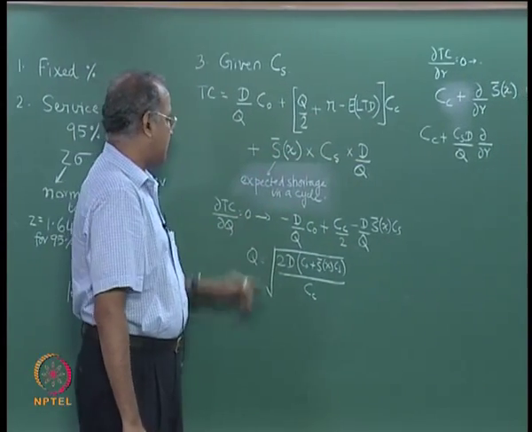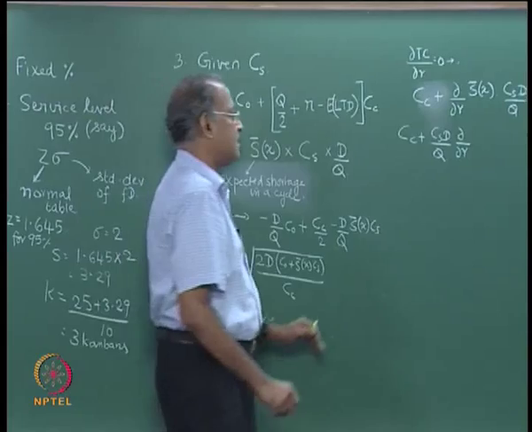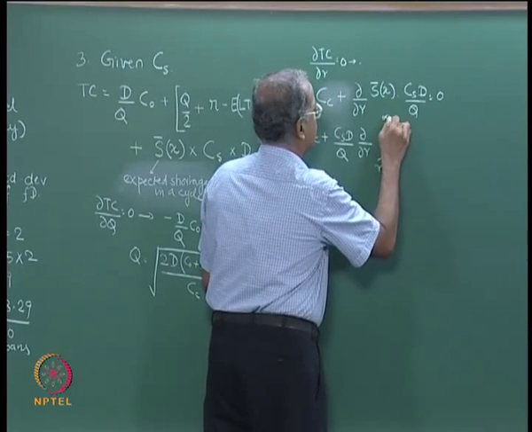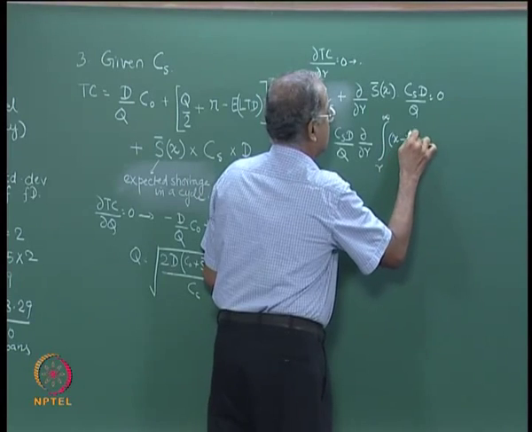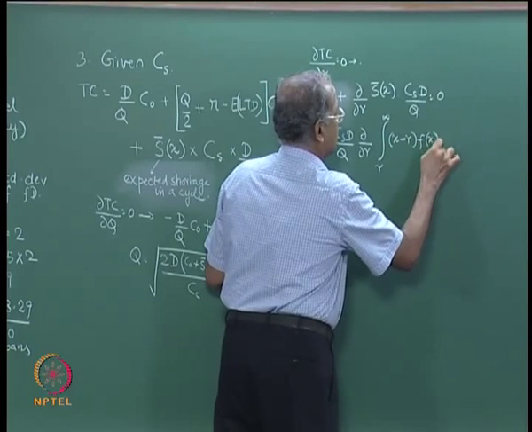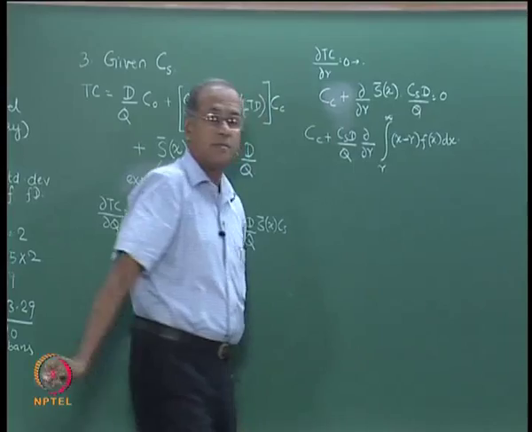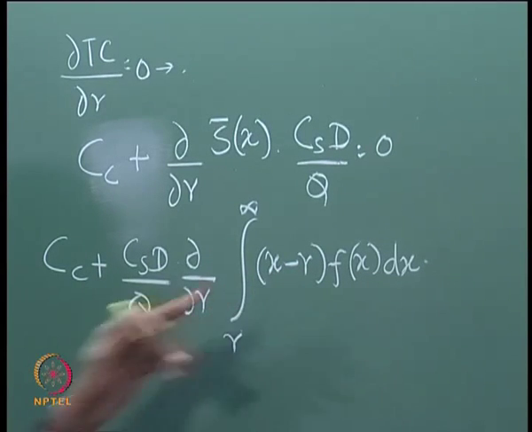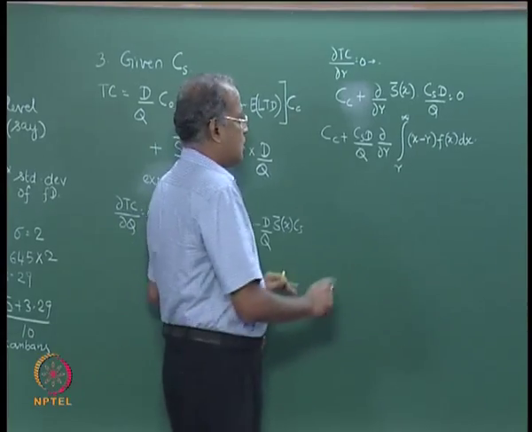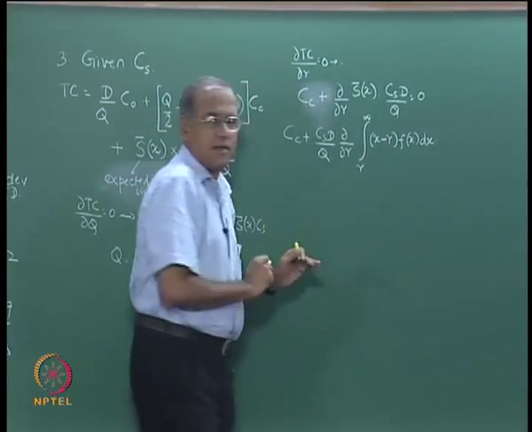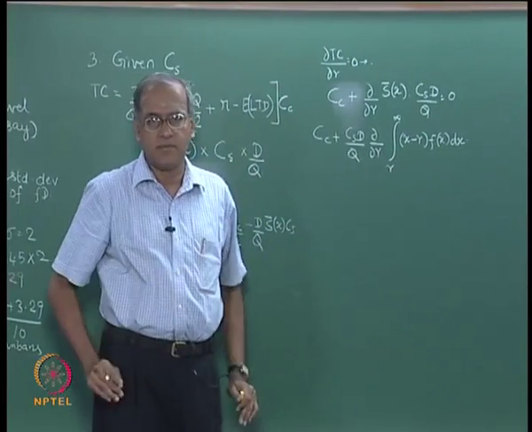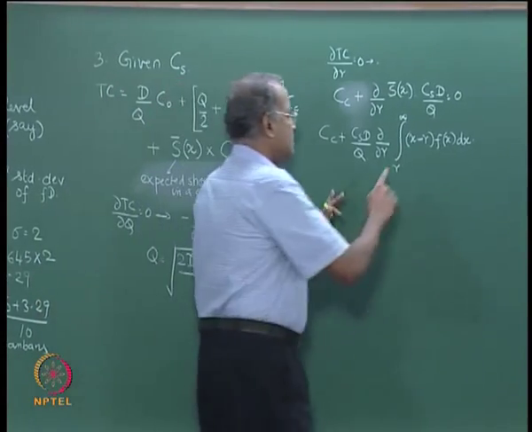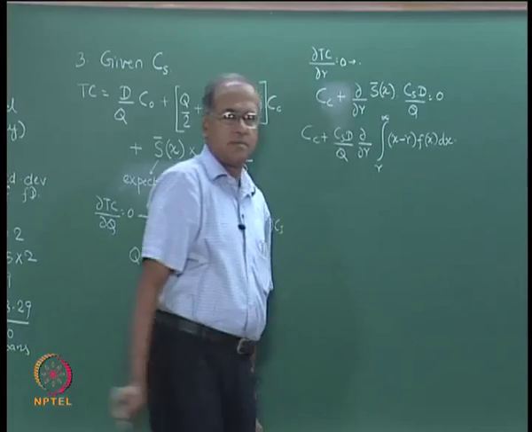Now S bar of x is the expected shortage in a cycle. So this will be integral R to infinity (x minus R) f(x) dx. Now R is the reorder level, x is the actual demand. So when the demand exceeds the reorder level, the shortage is x minus R. The probability of occurrence of that comes from the distribution. So (x minus R) f(x) dx.